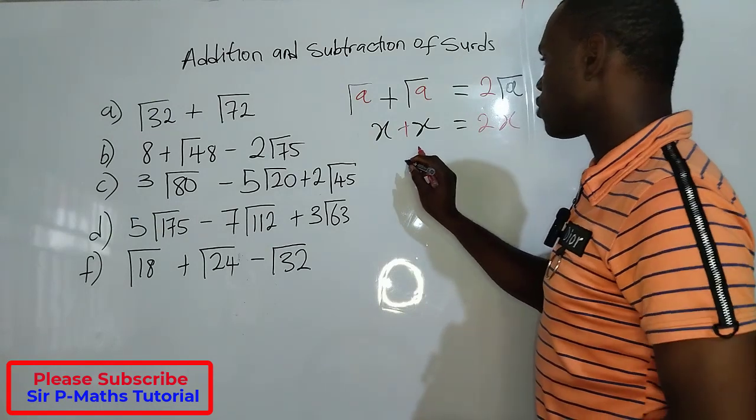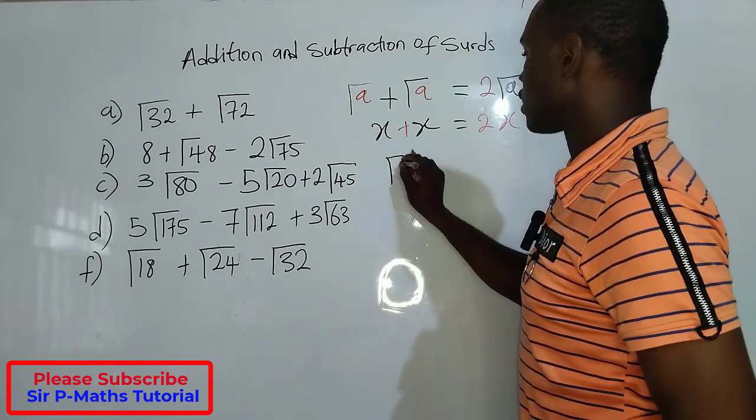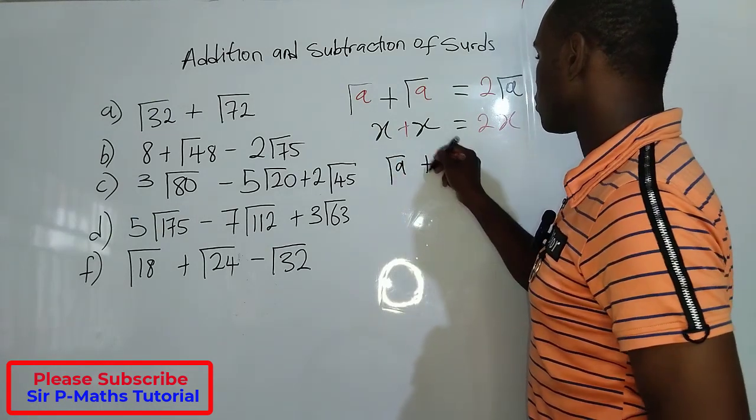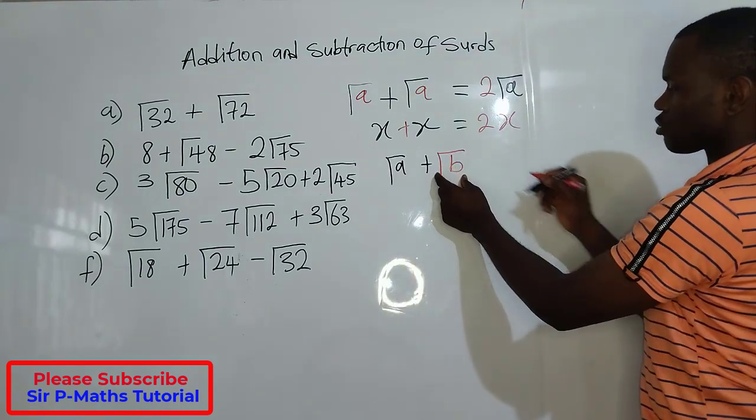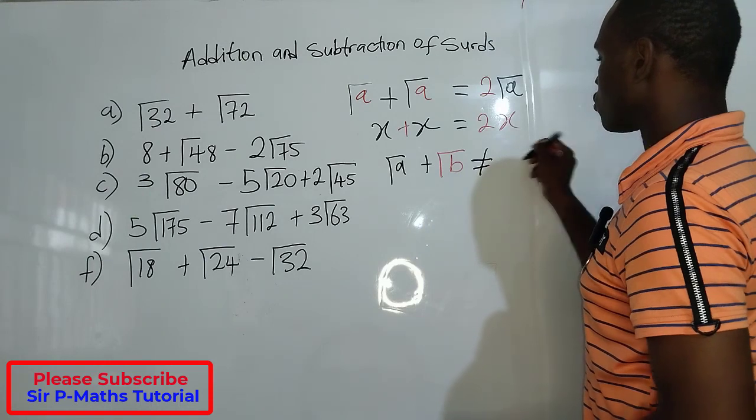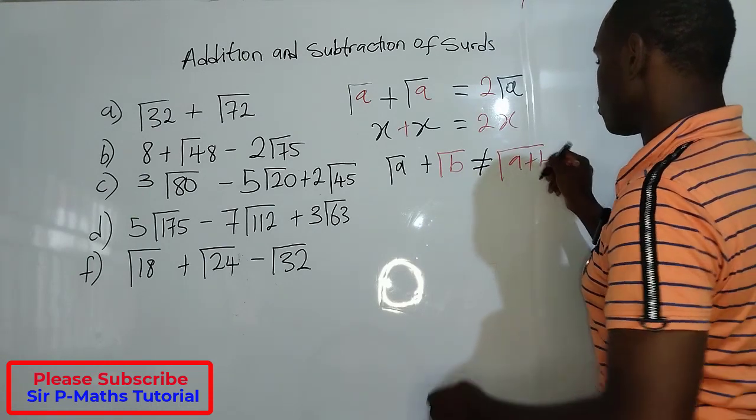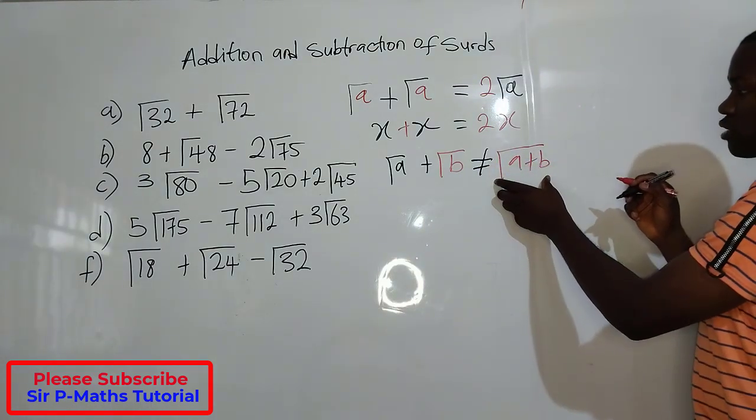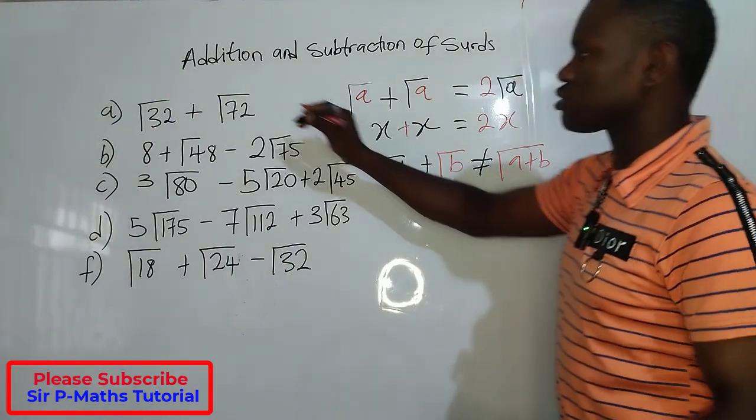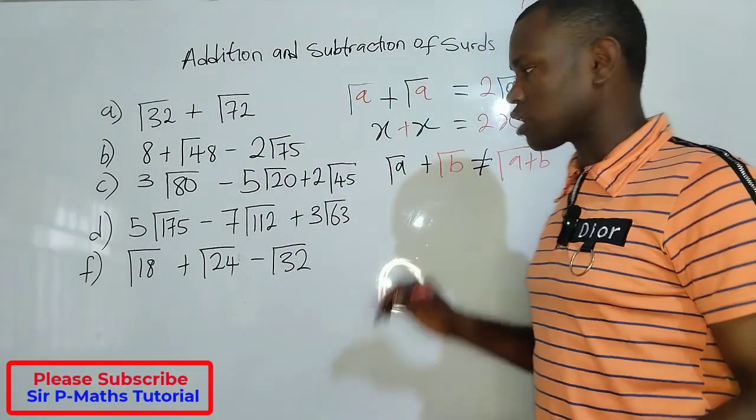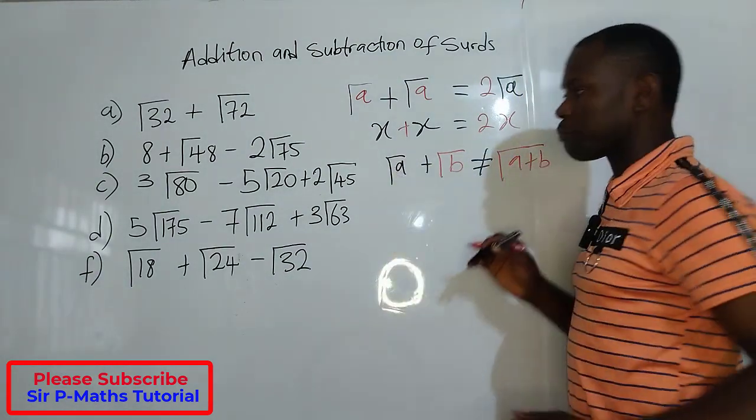Then recall that when you have surds that are not like surds, a different surd and a different surd, root a plus root b is not equal to root of a plus b. Don't bring both of them together, all right? Never add surds in this manner. So we are going to look at these examples, and with this I will explain this better.